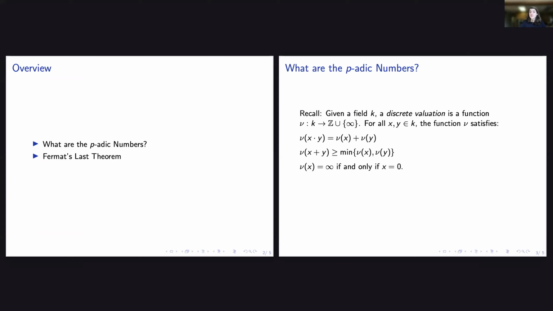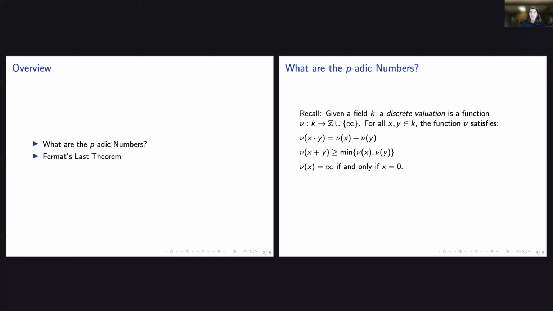So the definition here talks about what a discrete valuation is. But a valuation, instead of going to the integers, just goes to a totally ordered abelian group. So we're going to talk about a discrete valuation because it uses a set that we are more familiar with. If we have a field k, a discrete valuation is a function from k to the integers plus infinity that essentially assigns an integer value to each element of the field. And it must satisfy the following properties.